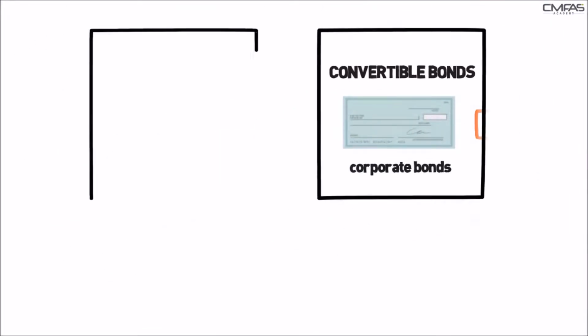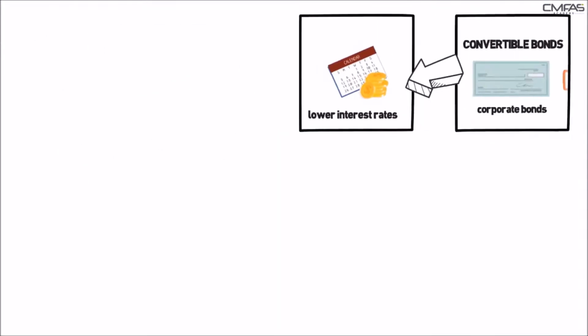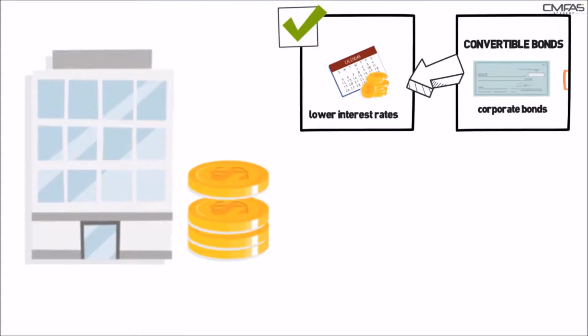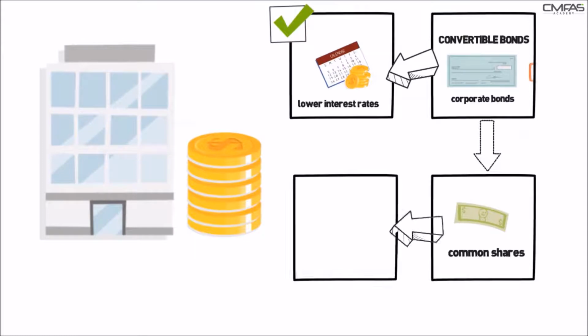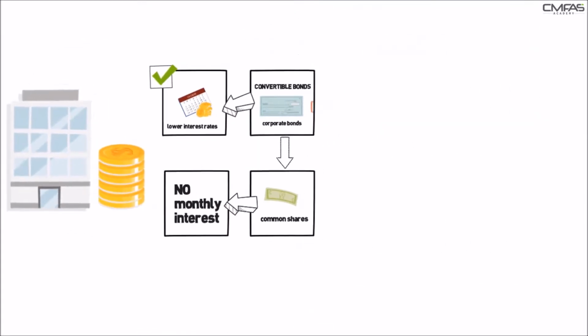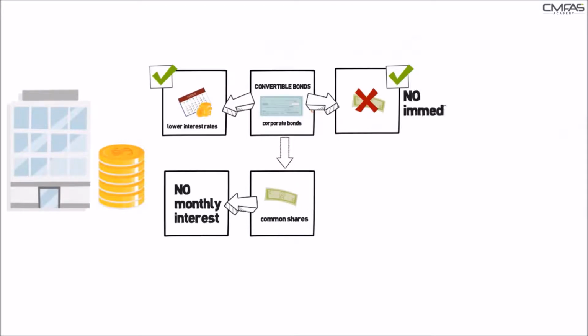These bonds typically have lower interest rates, which is an attraction to corporations that wish to raise funds. When corporate bonds are converted to common shares, the issuer ceases paying fixed interest, thus reducing its debt. Another advantage of issuing convertible bonds instead of common shares is that doing so does not instantly increase the issuer's number of outstanding shares, which would otherwise reduce earnings per share.